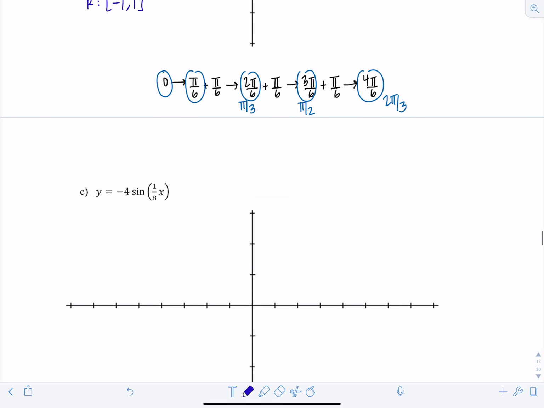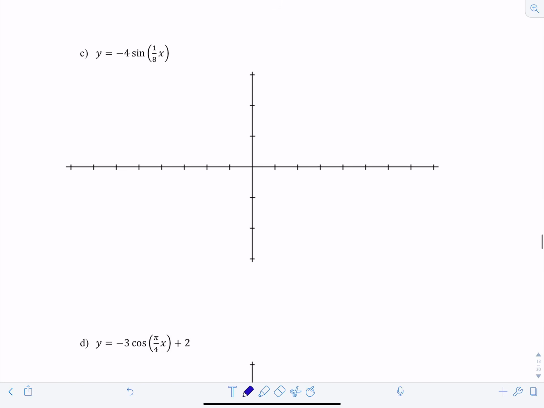That's coming along nicely. Next one, -4 sine of 1/8 x. Okay, so here we go. Let's list the amplitude. So the amplitude is the absolute value of A, which is going to be 4. So don't forget, this negative means that we're going to reflect over the x-axis.